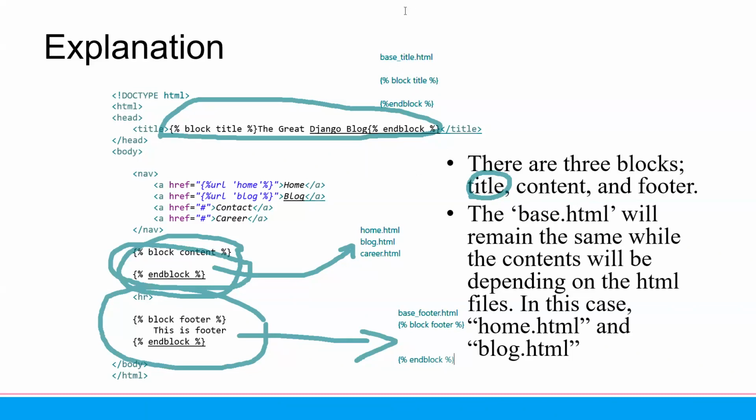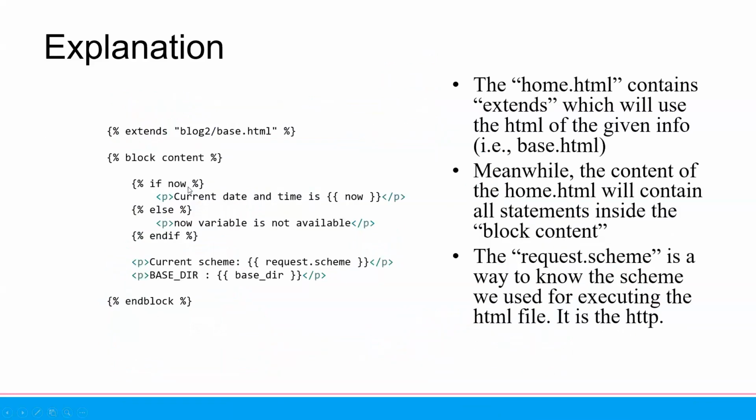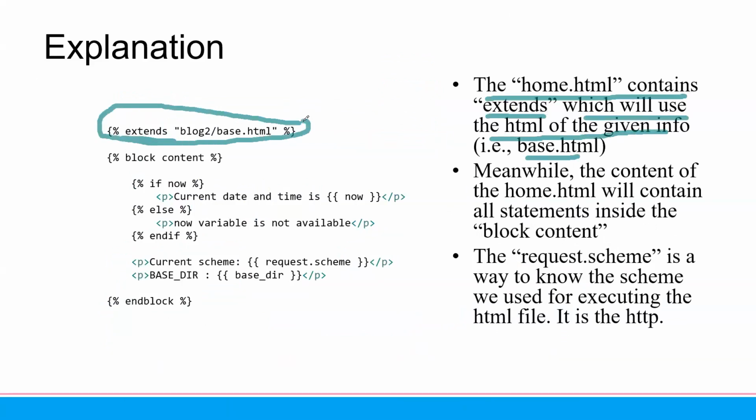The base.html will remain the same, while the contents will depend on the HTML files. In this case, we will check the home.html and blog.html. So the word extends here. The home.html contains extends, which will use the HTML of the given info. We are going to extend from the base.html, and the content will be this one.